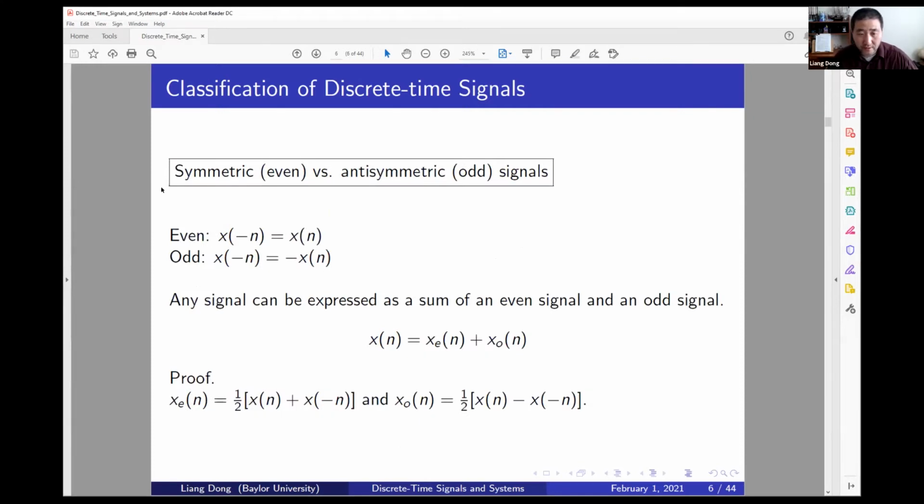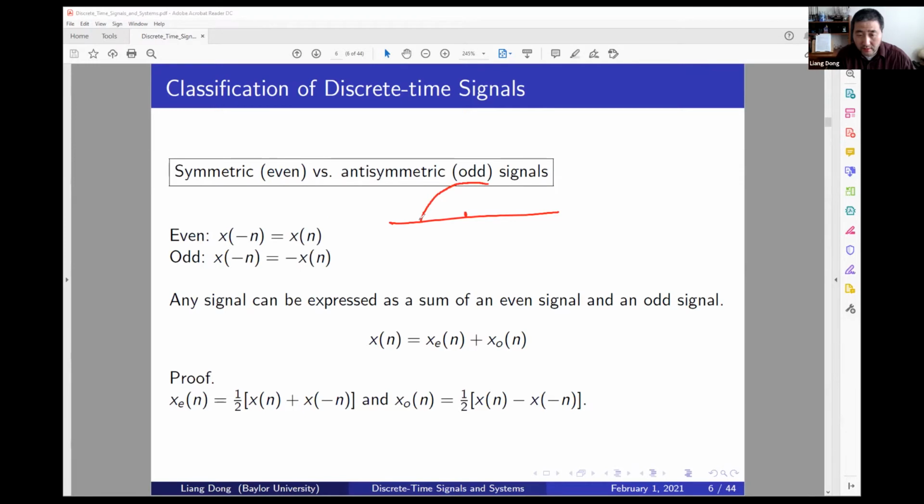Symmetric versus anti-symmetric signals, or even and odd signals. This is an even signal. An even signal is a mirror around the y-axis. This is an odd signal. An odd signal, you can think of as a kind of flip or mirror around the origin. Any signal can be expressed as an even plus an odd signal.